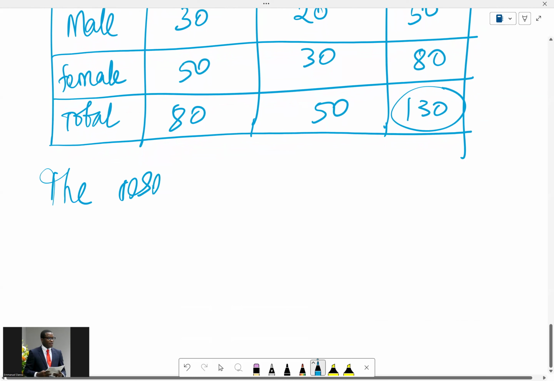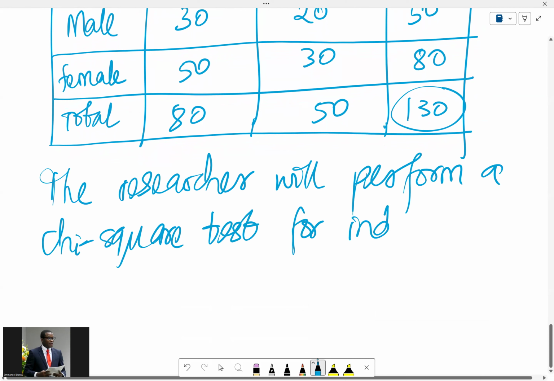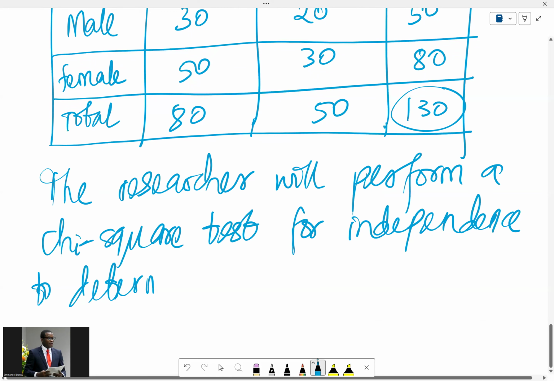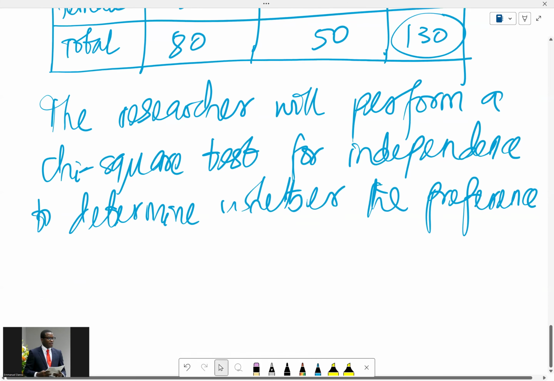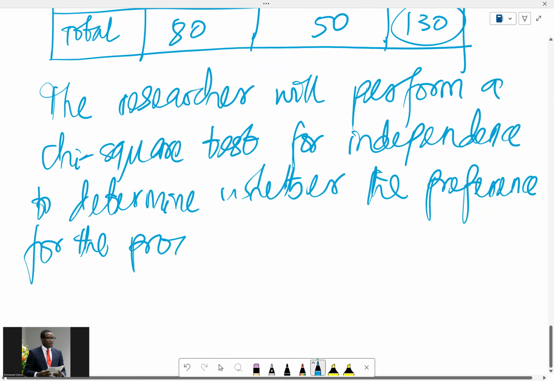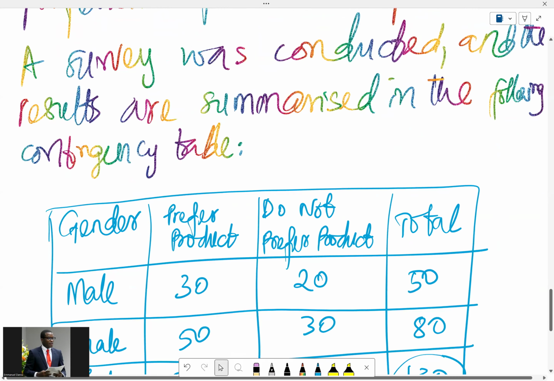So you see that the researcher will perform a chi-square test for independence to determine whether the preference for the product is independent of gender.